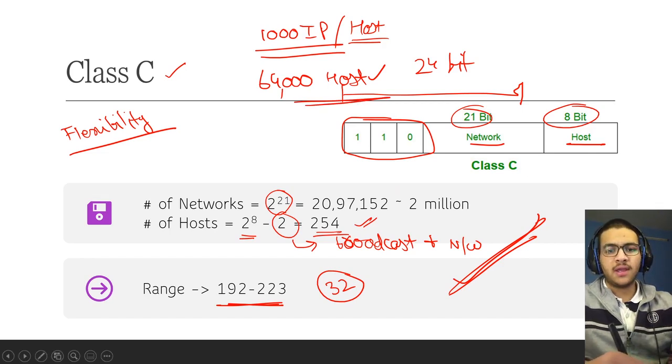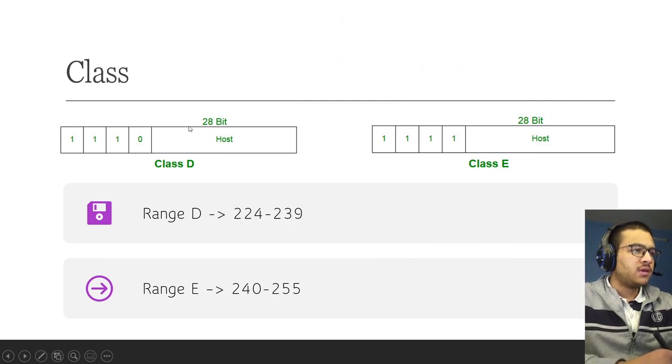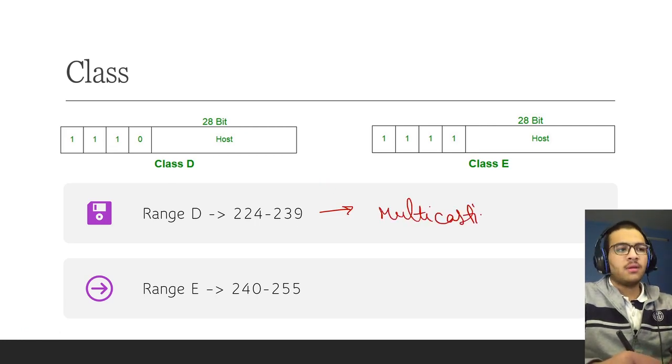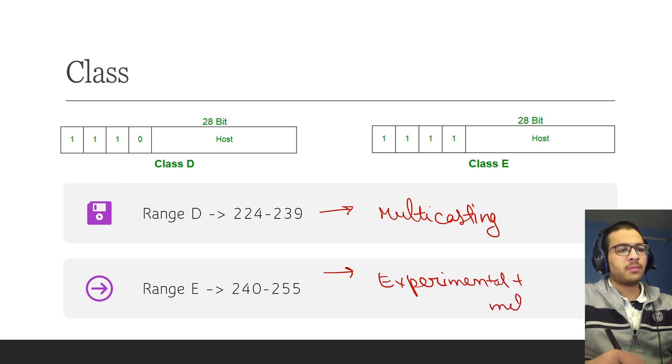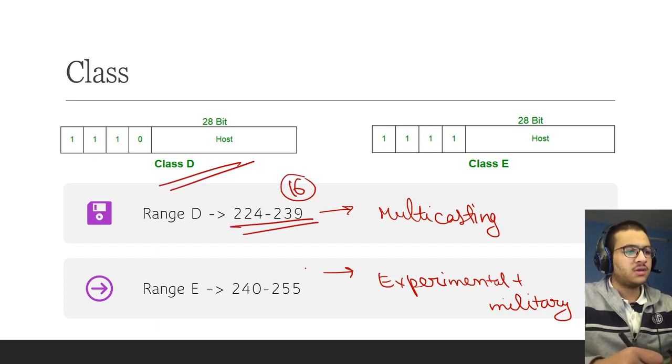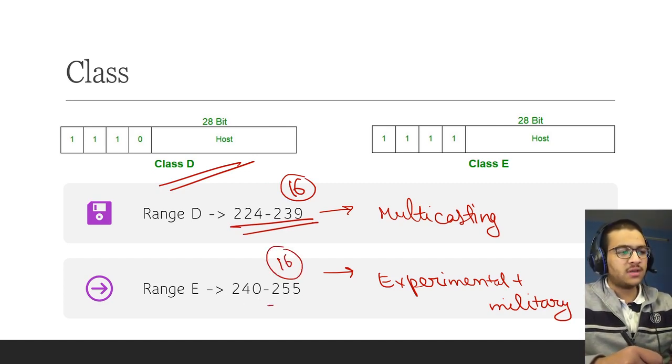So moving on to D and E, you can see that in D, all the bits are reserved for the host. This is used for multicasting, as I told you earlier, and E is used for experimental and military purposes. The range for these two is 16 each: D is from 224 to 239, and E is from 240 to 255. That's the last one.